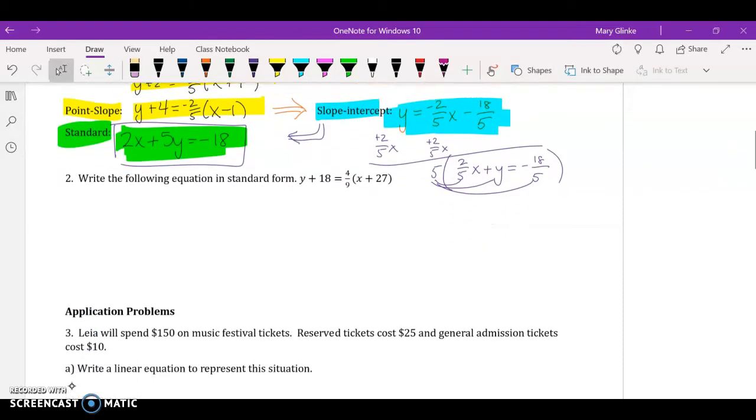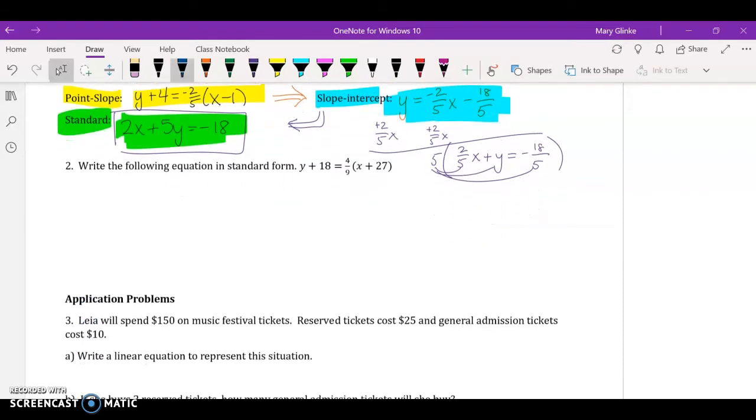So we're going to do another one with practice with these fractions. We're going to write this in standard form. This is already in point slope form. We're going to go ahead and distribute the 4/9. So we're going to get 108 over 9 when we do that. Now looking at this, we can simplify that a lot nicer. 108 divided by 9 is going to be 12.